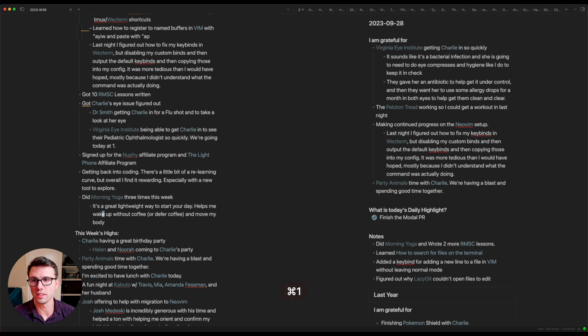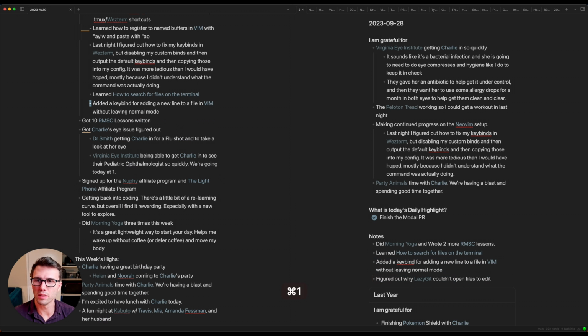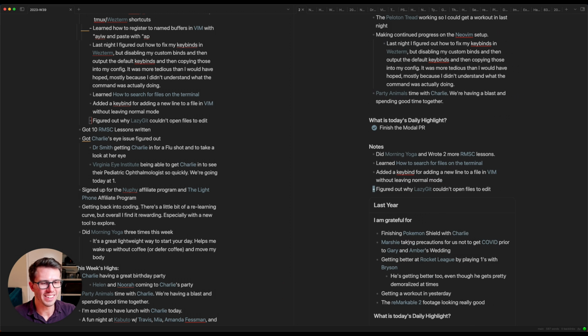Ooh, I learned a bunch about grep, which I knew about grep, but I never really knew how to use it well. And so I learned a lot there. Figured out why lazygit wasn't working correctly. Hat tip to Josh Medeski on that one as well. Yeah. Thank you to Marshy for helping us not get COVID before a big friend's wedding.